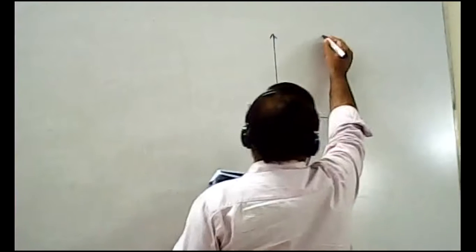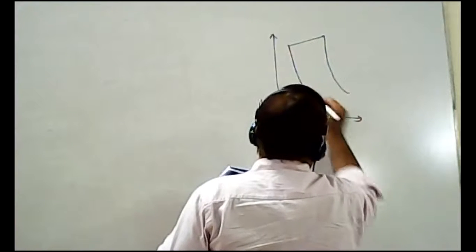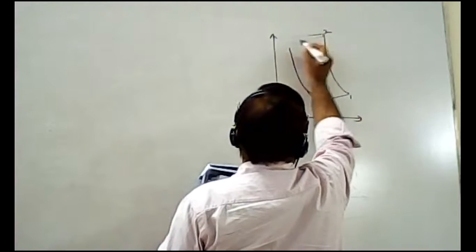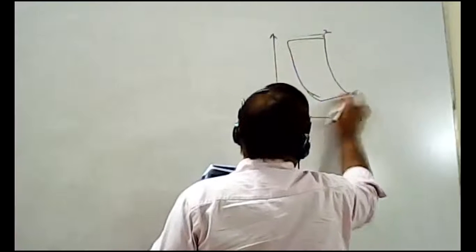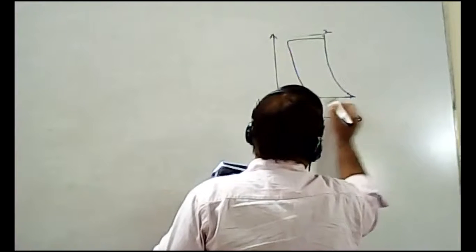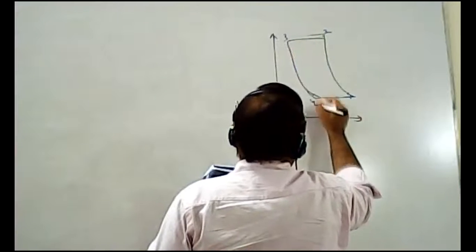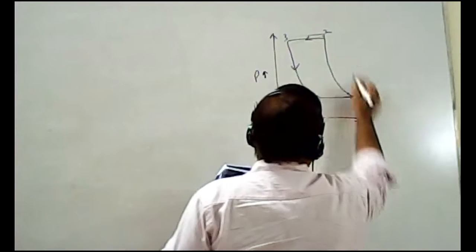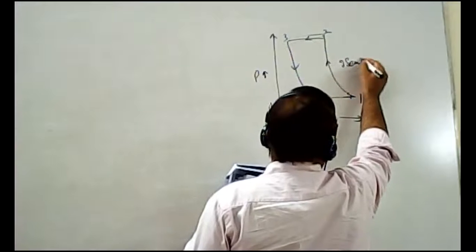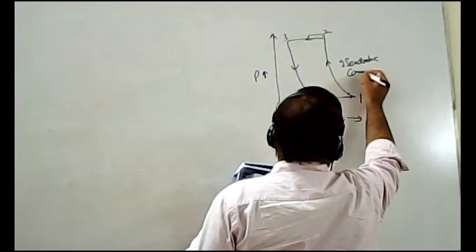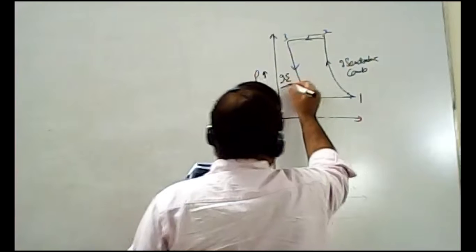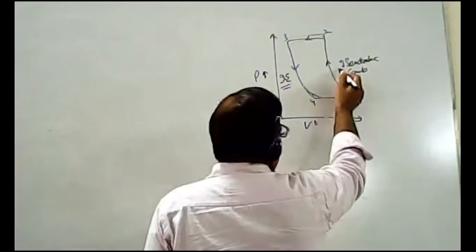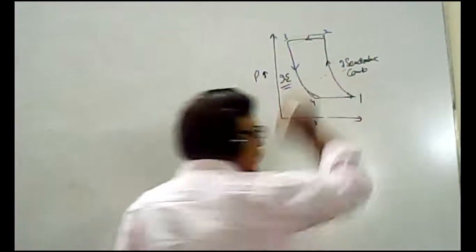First of all, I have to draw this figure, the PV diagram. 1 to 2, 2 to 3, and 4 to 1. Okay, this is your isentropic compression, and this is your isentropic expansion process. So look here, during isentropic compression, there will be no exchange of any heat between the system and the surrounding.